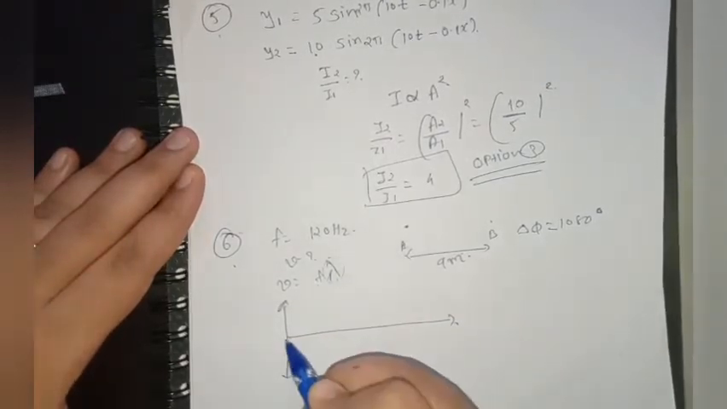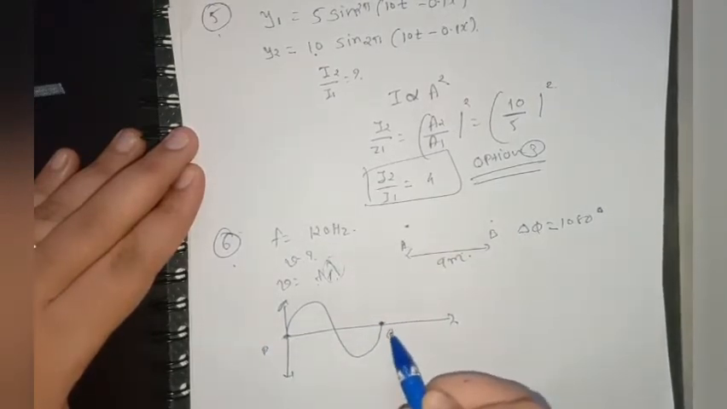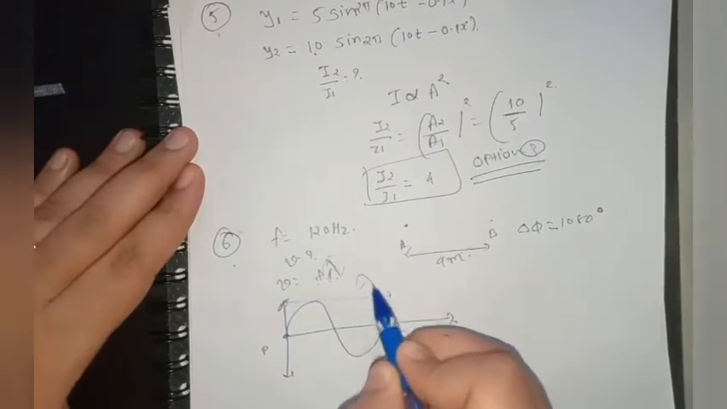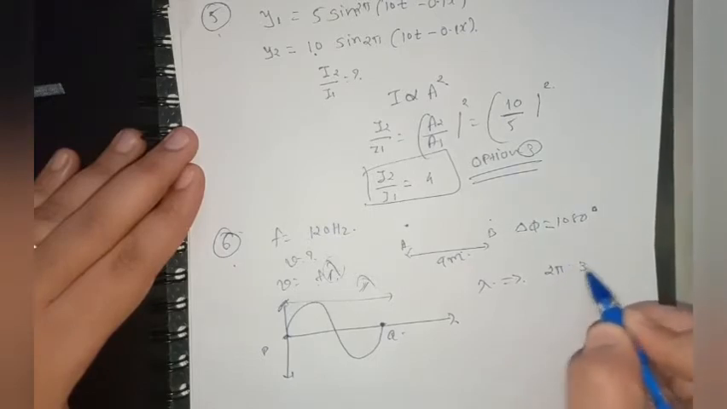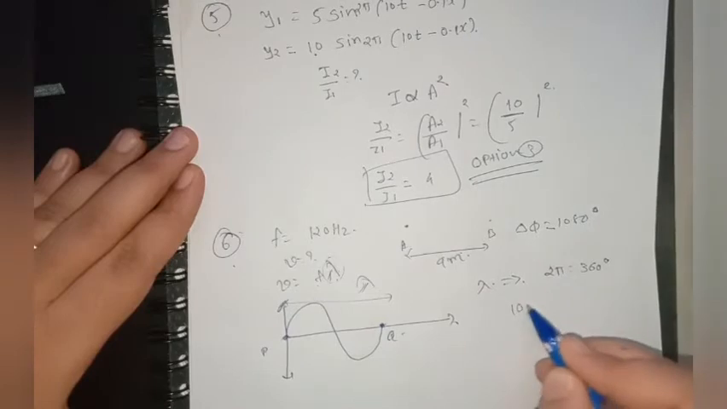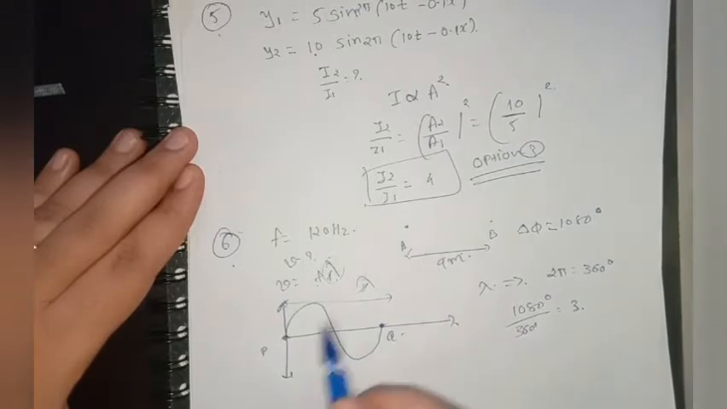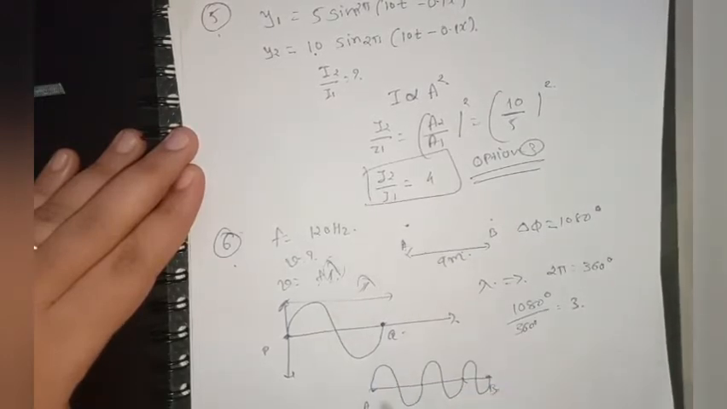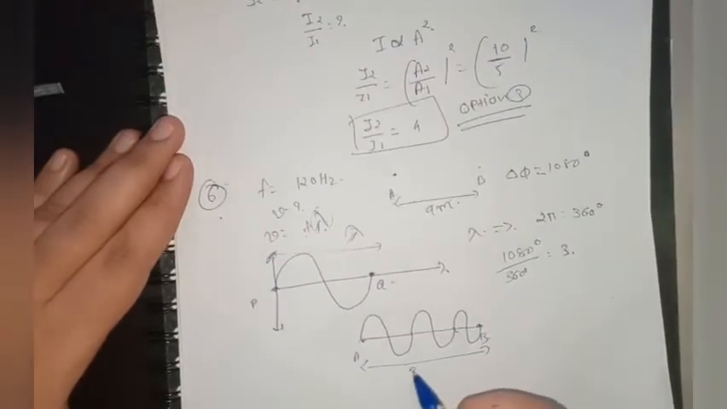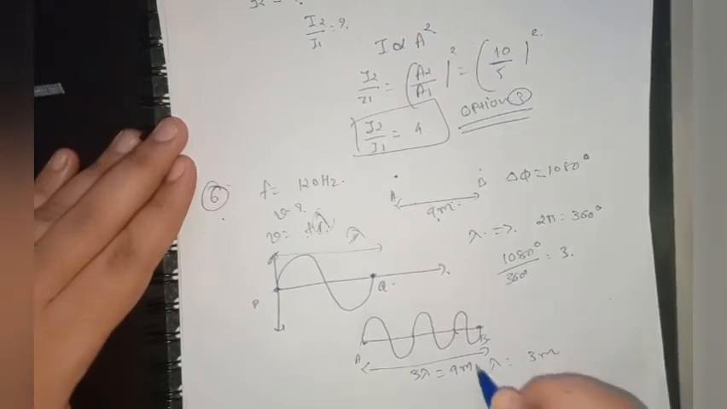For given wave, if the path difference between 2 points P and Q is lambda, then phase difference will be 2 pi, that is equals to 360 degree. So 1080 divided by 360 degree will give us 3. That means between points A and B, we are having 3 waves. So total distance will be equal to 3 lambda, and 3 lambda is given as 9 meter. So lambda will be equal to 3 meter.